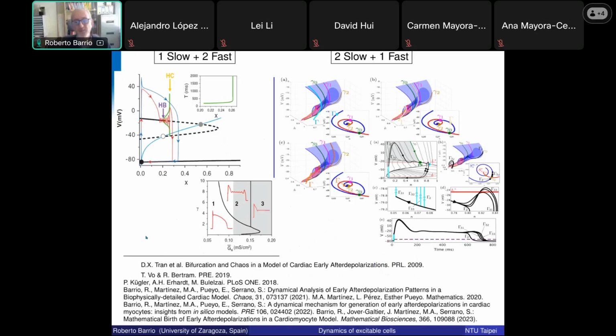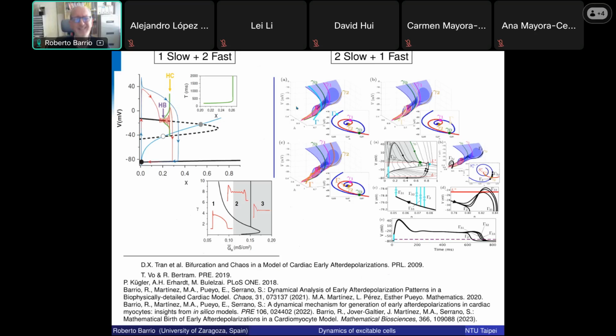A typical thing that in the last few years has been done is the question about the fast-slow decomposition. Typically, it has been done with one slow, two fast, like in the Hindmarsh-Rose case. But recently, several groups have extended to two slow, one fast. I have no time to explain this. In this case, the critical manifold is much more complex because it's a surface, not a curve. So in this case, the study is more complex.